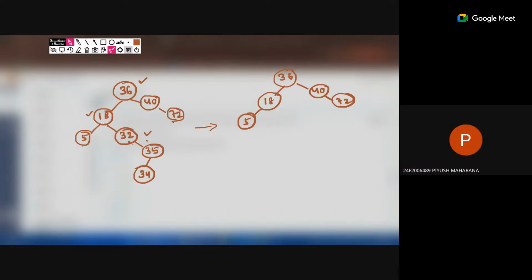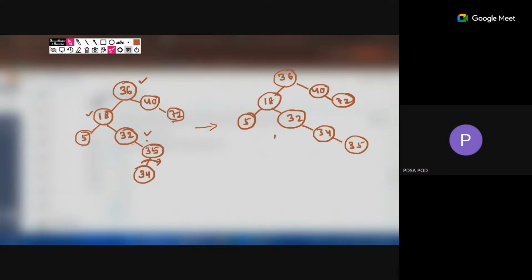The first step is you have to swap between 35 and 34. 34 goes up and 35 will be the right child of 34. Yeah, you are performing a rotation here, right? So here we have 18, that is 32. Then we will have 34 over here, and then we have 35 over here.